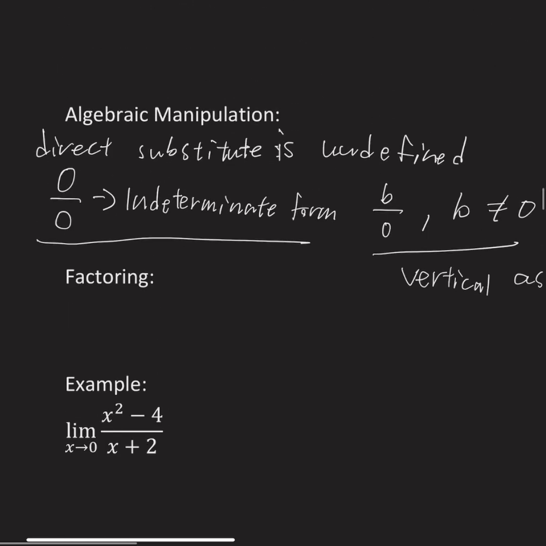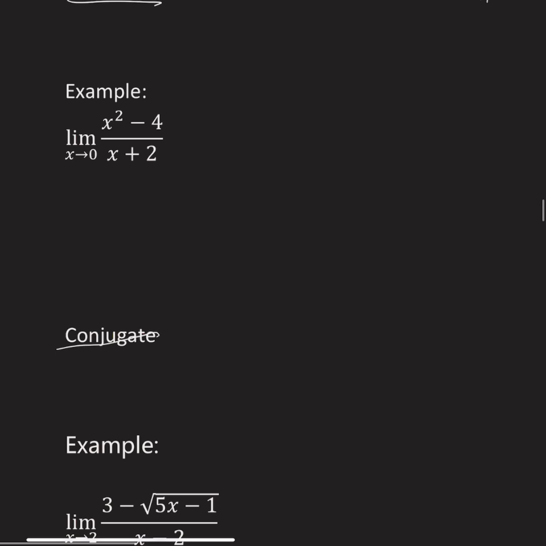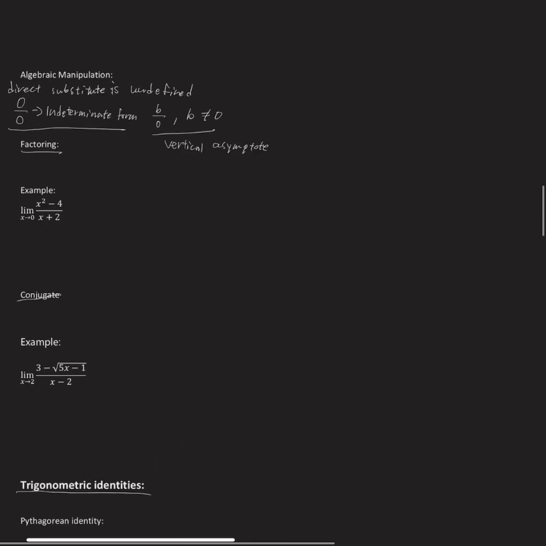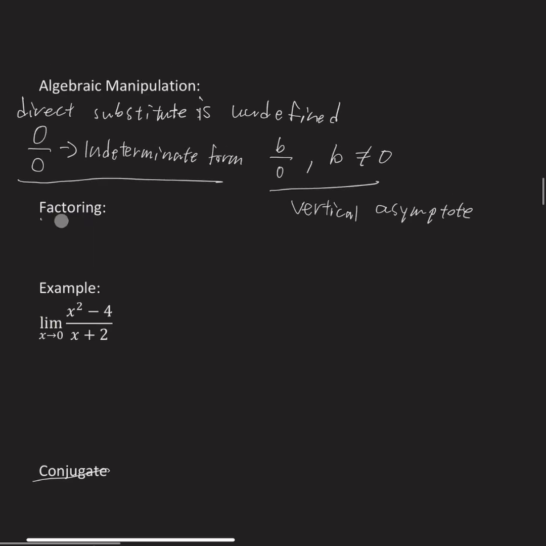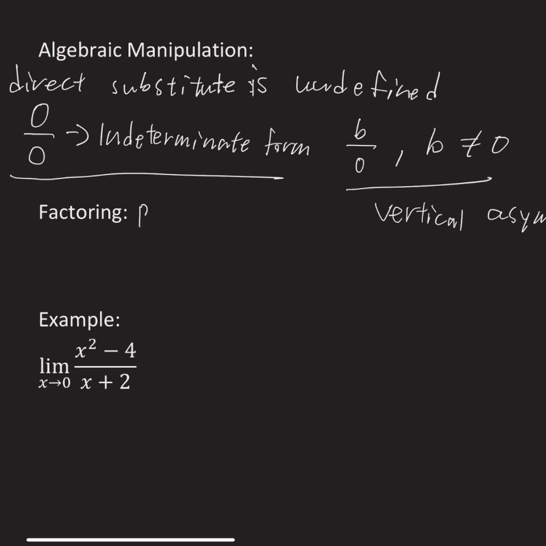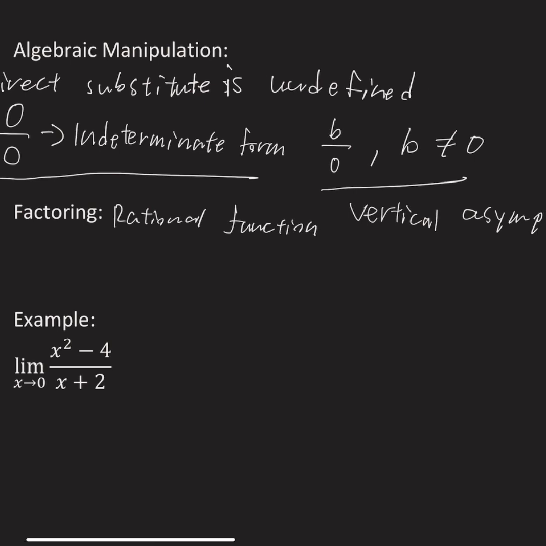And there are 3 ways: factoring, solving by conjugate, and trigonometric identities. Let's talk about factoring first. We use this when we are dealing with a rational function where we can factor out some value. The first thing we should do is simplify by factoring.